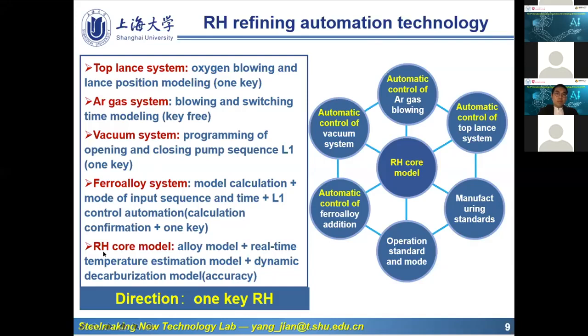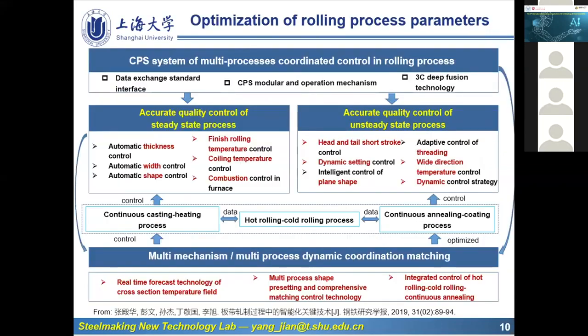For the RH monitor, the error of the real-time temperature estimation and the dynamic decarbonization monitor is quite accurate. So the future direction of the RH refining is to develop the one-key RH. And about the optimization of the rolling process parameters, based on the CPS systems of multi-process coordinated control in the rolling process, the mechanism of multi-process dynamic coordination matching, and the real-time forecast technology of the cross-section temperature field.